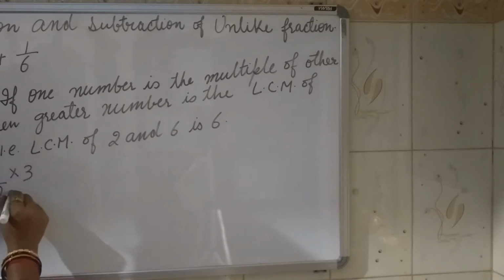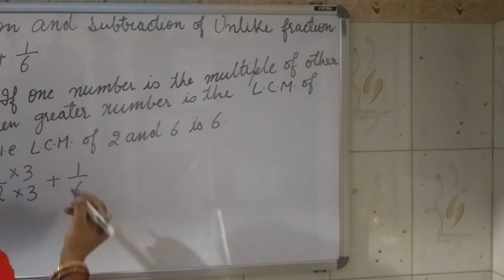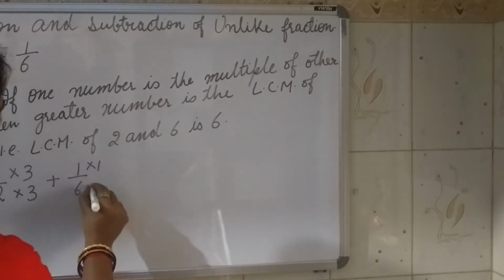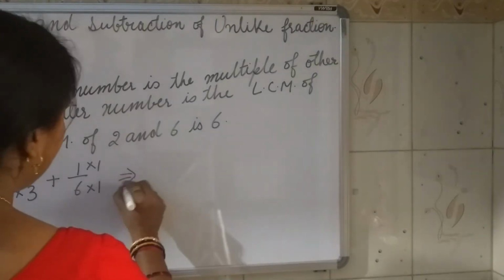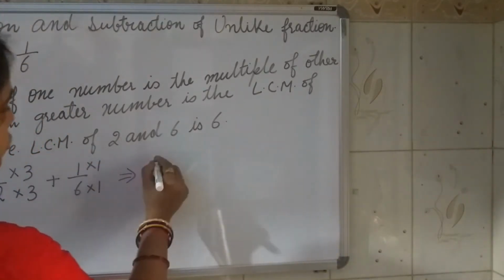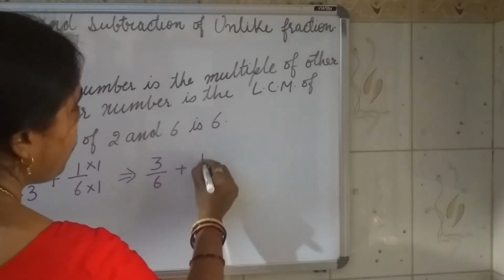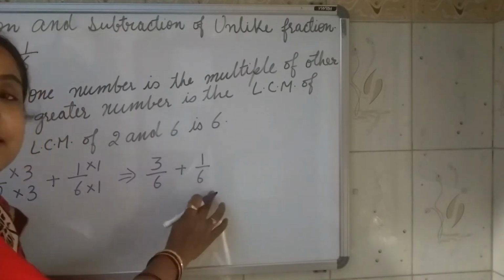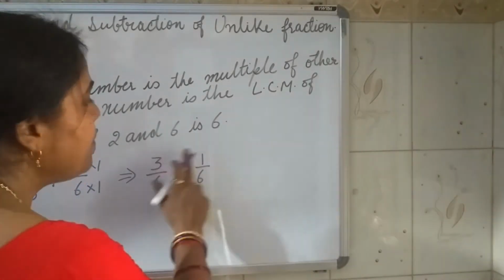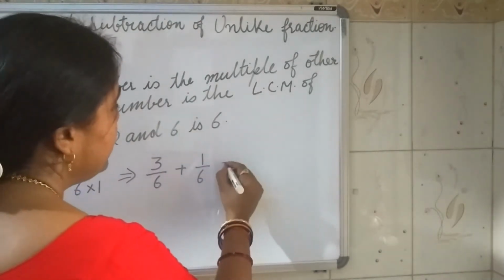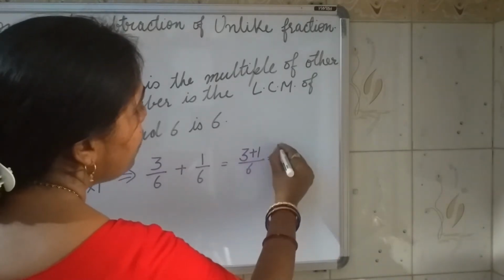It is 3 plus 1 by 6. It is already 6, so we don't have to multiply, but for equality I am multiplying it by 1. So it will be equal to 1 into 3 is 3 and 2 into 3 is 6 plus 1 by 6. Now both are turned to like fractions, and you know how to do the addition of like fractions. Sum of numerator upon denominator. So it is 3 plus 1 upon 6. It is 4 by 6.